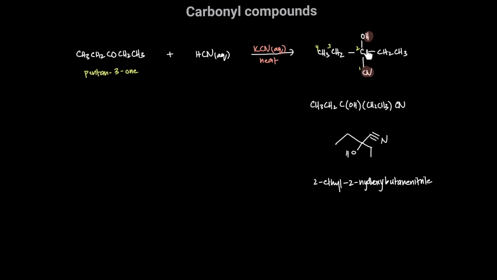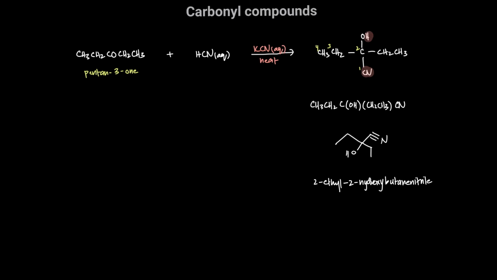instead of a mixture of optical isomers, because our product doesn't have a chiral center, right? This carbon is not a chiral center because it's bonded to 2 ethyl groups. For it to be a chiral center, the carbon has to be bonded to 4 different atoms or groups of atoms. So here we just get a single product instead of a mixture of optical isomers.